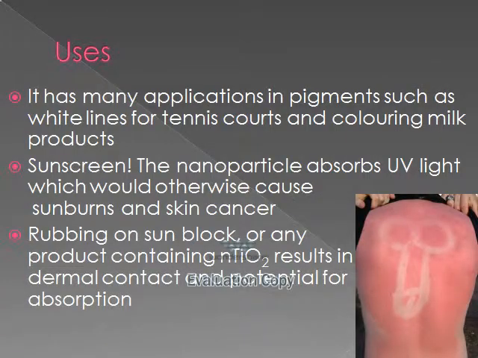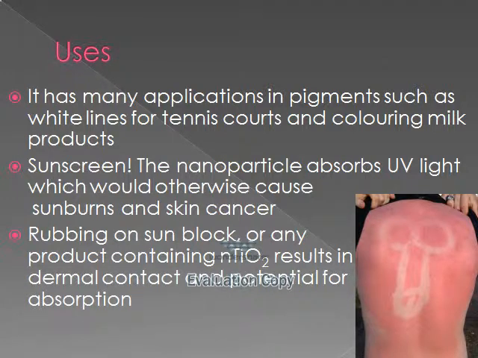As seen in the previous slide, the salt's white color is useful for many pigments, such as making white lines for tennis courts or coloring milk products. The nanoparticle, on the other hand, has many more useful things, such as sunscreen. It'll absorb UV light, which otherwise would cause sunburn and lead to skin cancer.